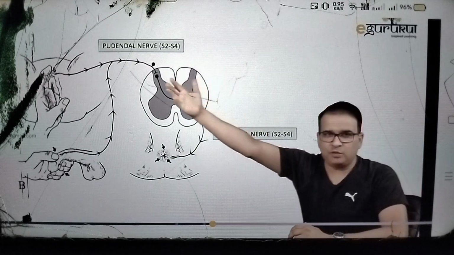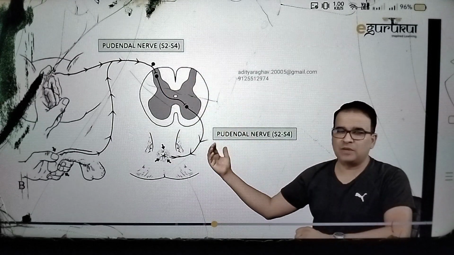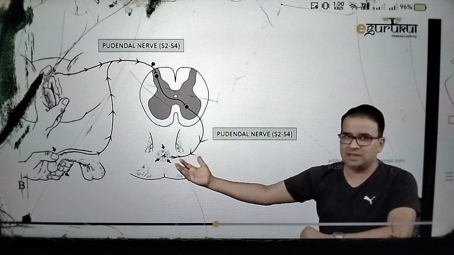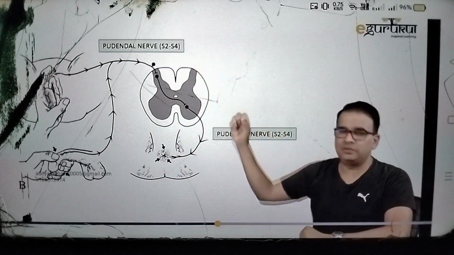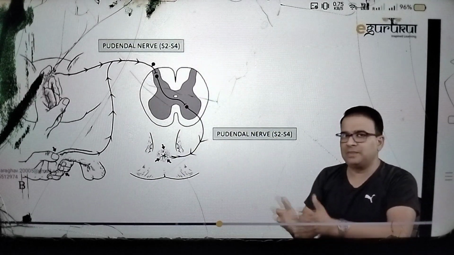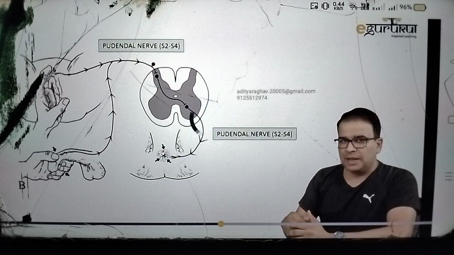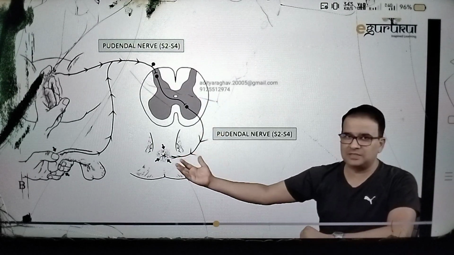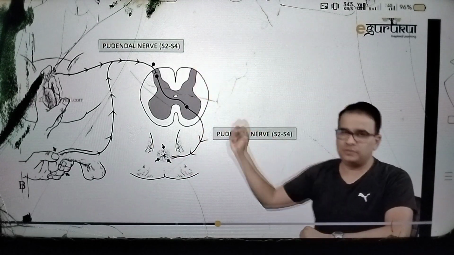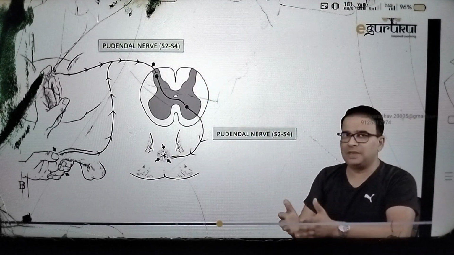The afferent of the bulbocavernous reflex as well as the efferent is through the pudendal nerve supplying the external anal sphincter. So in both the cases, you can see it's the pudendal nerve forming the afferent and the efferent loop. So the root value here again being S2, S3 and S4.